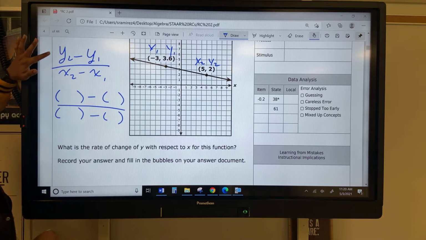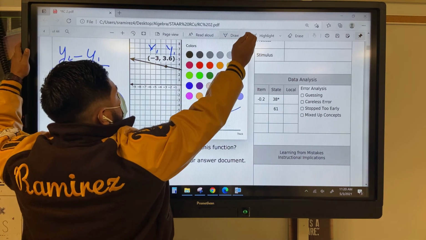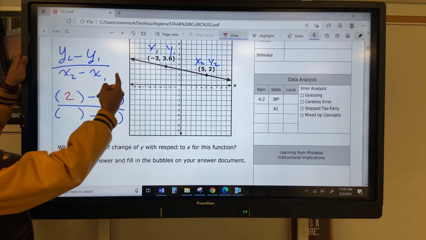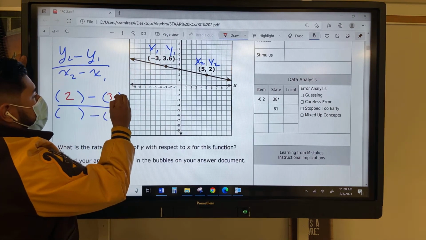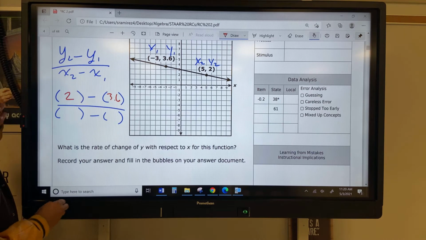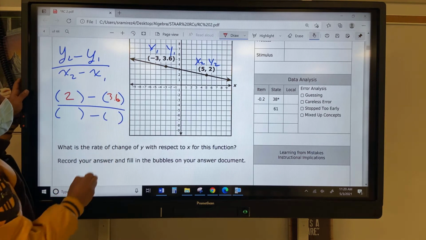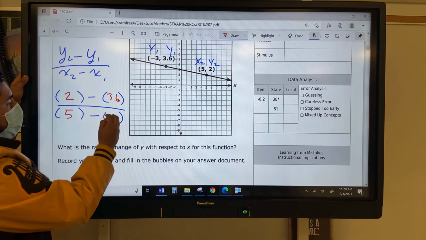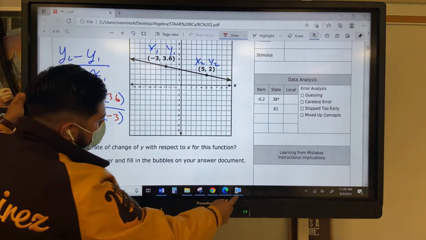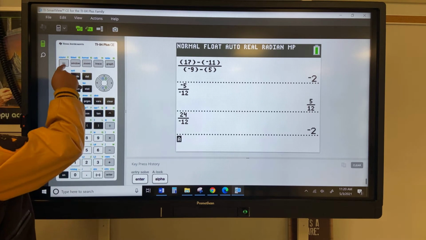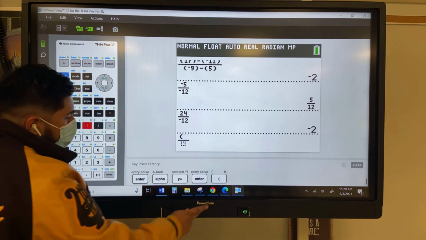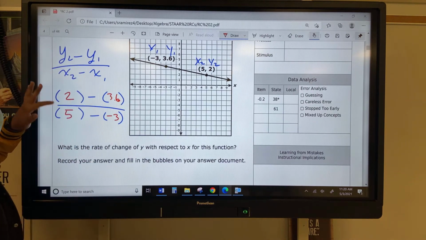What goes in the first one? Y2, number 2. 2 minus Y1, 3.6. Yes, it's a decimal. X2, 5 minus X1, negative 3. Calculator. Alpha y equals enter. Parentheses. Let's check it. 2 minus 3.6.